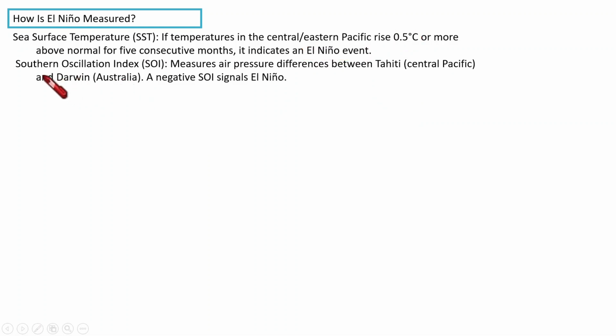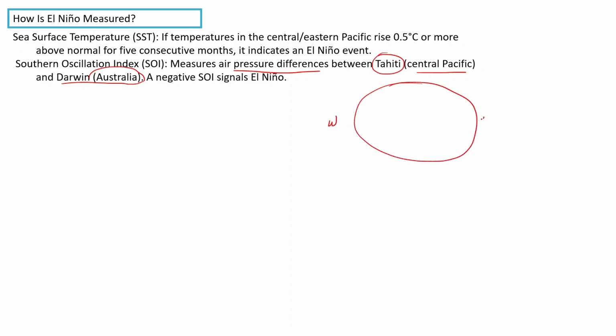And in another way, the Southern Oscillation Index. The Southern Oscillation Index is measured by checking the pressure difference between the Central Pacific, specifically Tahiti, and Darwin, a point in Australia. So globe, west, east.